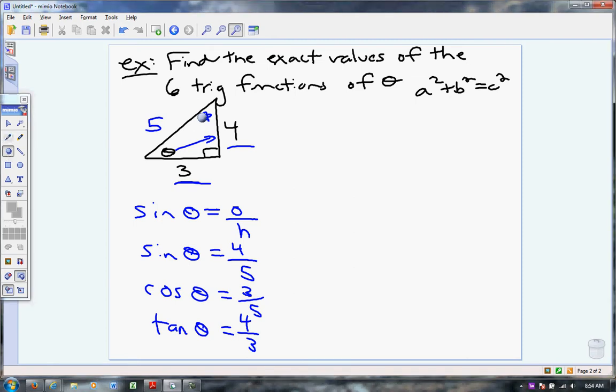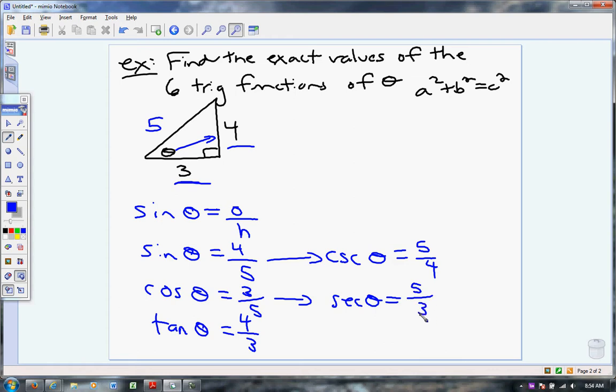All right? But it's not. So let's keep going. We need to do the other 3, the reciprocal functions. So the reciprocal of sine is cosecant of theta, and if we just flip it, it's 5/4. The reciprocal of cosine is secant, and we just flip it, and it is 5/3. And the reciprocal of tangent is cotangent, and that would be 3/4. Okay?